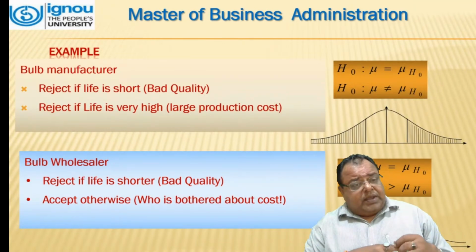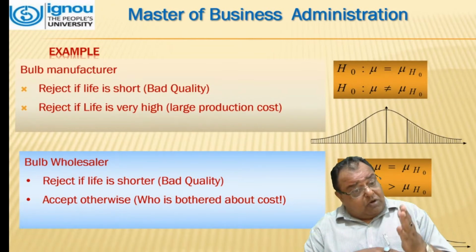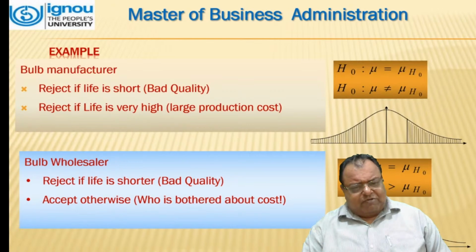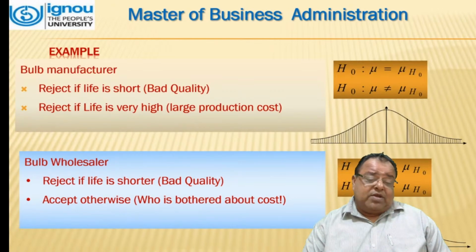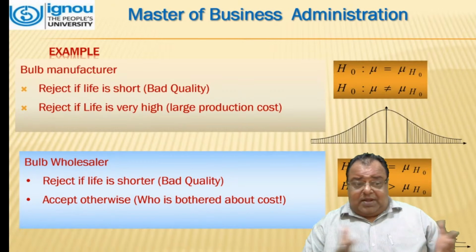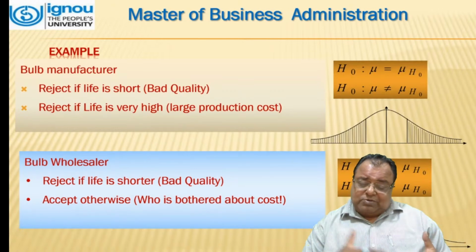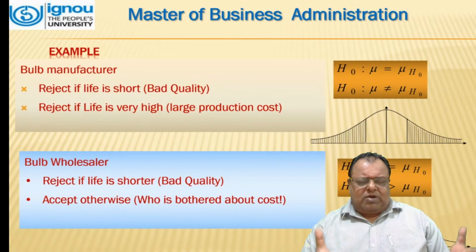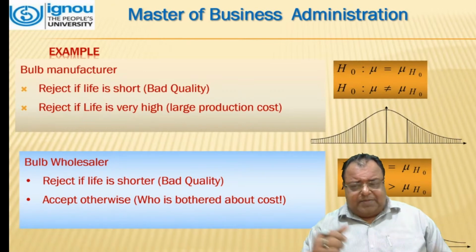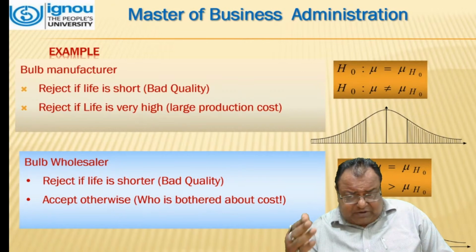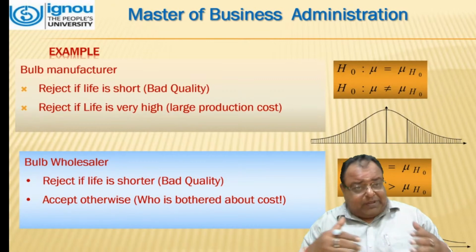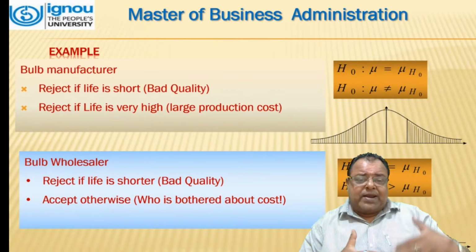But if we talk about the quality of the bulb from the wholesaler's point of view, we reject if life is shorter, that means bad quality, and we accept otherwise. Who is bothered about the cost? The wholesaler is never worried about the cost. His part is to sell off, and if the quality is not good, he is going to say, no, I'm not going to purchase the material. So see the difference of the two conditions in terms of a bulb manufacturer and a bulb wholesaler. Both of them are doing business, but their priorities are different.